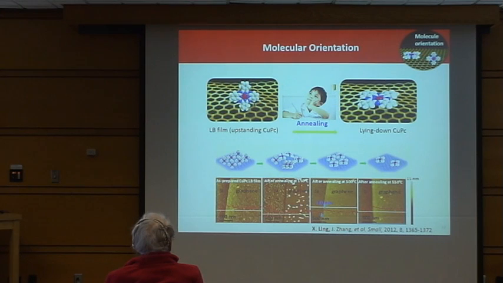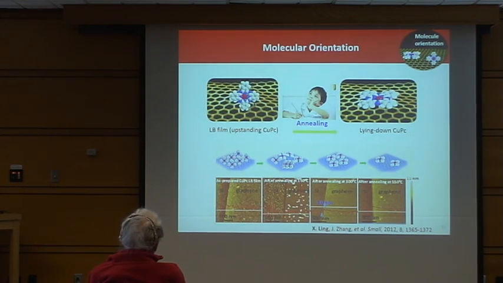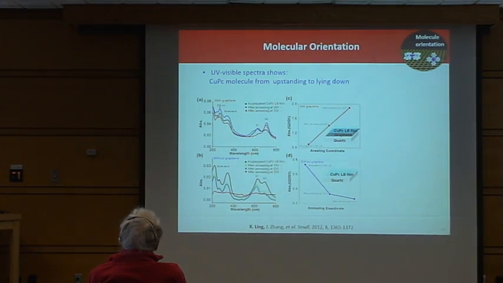Molecules will desorb. And if you keep doing that, at one point the molecules will be all lying down and cover the whole surface of graphene. Of course, if you keep increasing the temperature, all the molecules will disappear. Let's see what we observed.